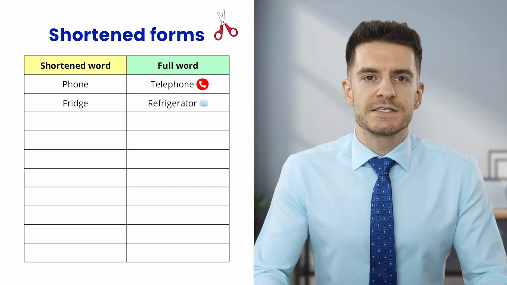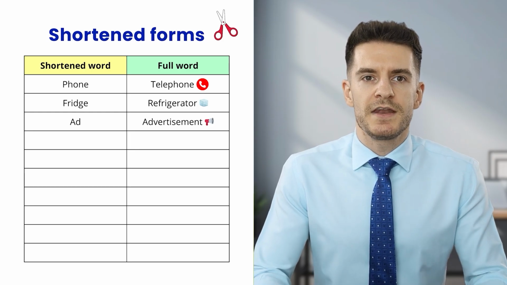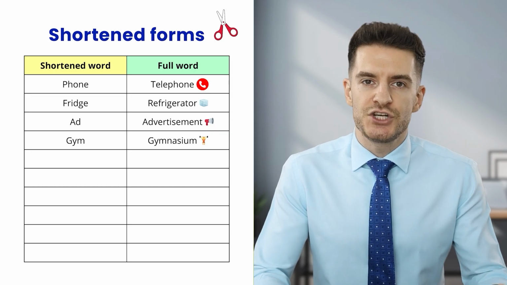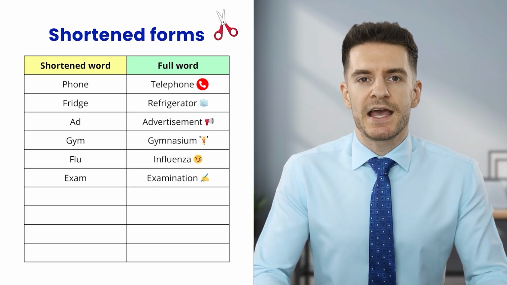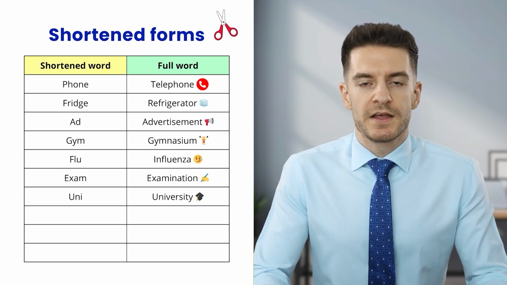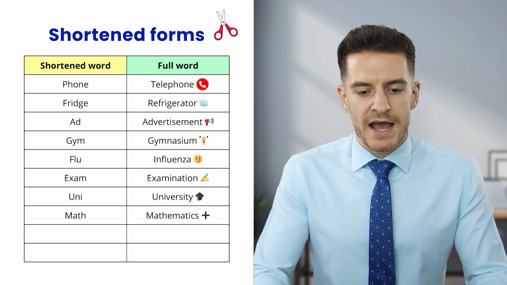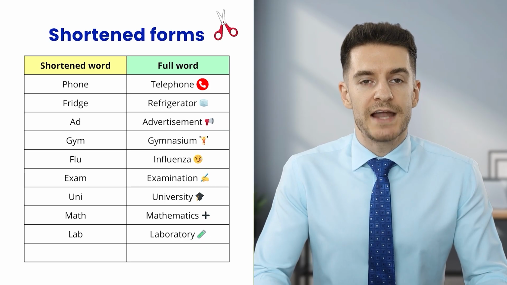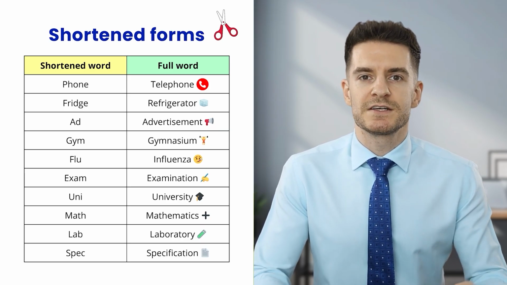The next one is fridge. Well, that's the shortened form of refrigerator. The next one is ad. That's short for advertisement. The next one is gym. That's short for gymnasium. Flu, that's short for influenza, when you get really sick. Exam, that's short for examination. The next one is uni, that's short for university. The next one is math, that's short for mathematics. The next one is lab, that's short for laboratory. Finally, the last one is spec, that is short for specification.